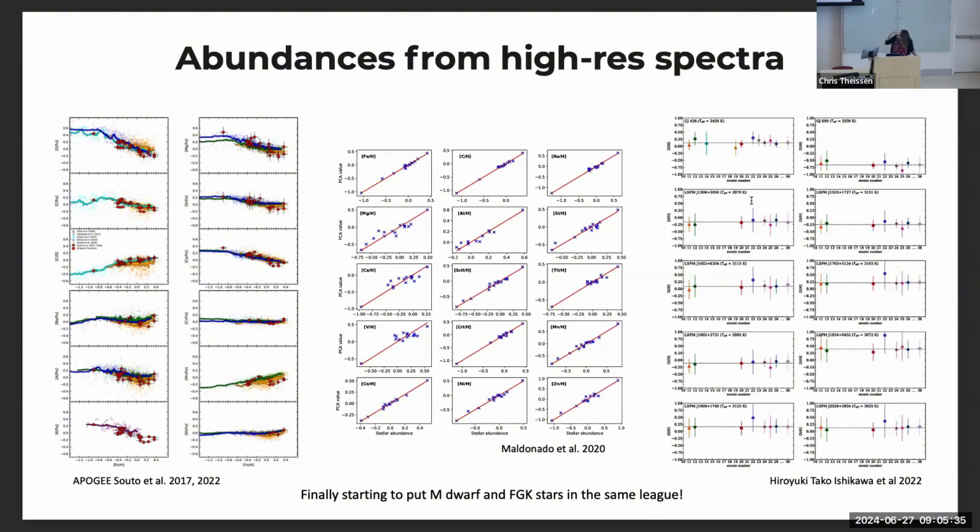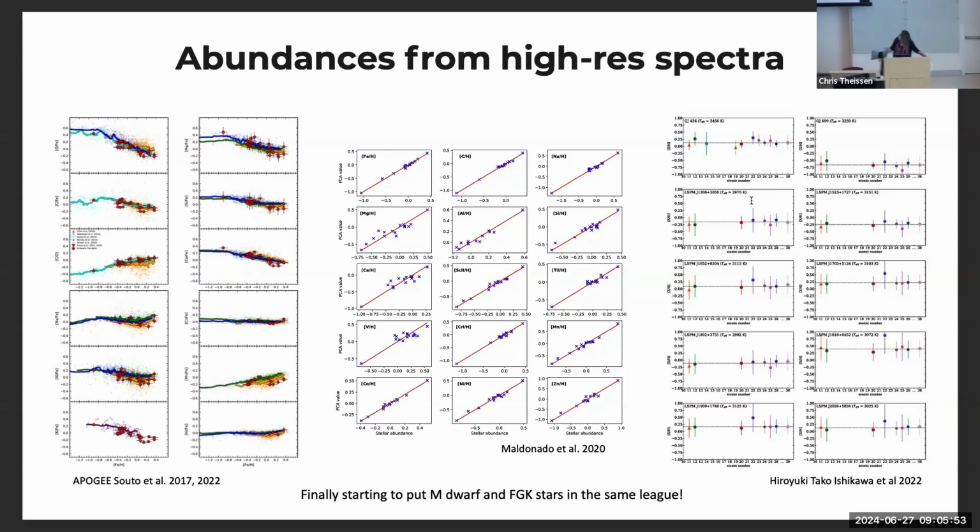Why? Well, because we have APOGEE and the beautiful work of Diogo Soto that has been doing with all of that data. Now we can measure different elements, put them in comparison with solar type stars and see the trends, for example, that we have in the galaxy.